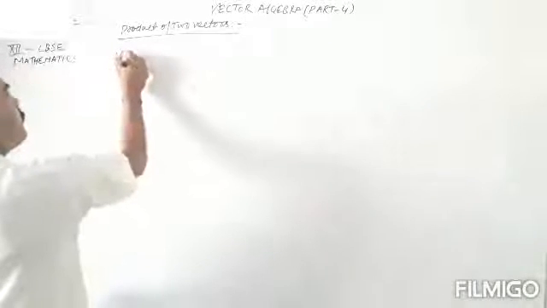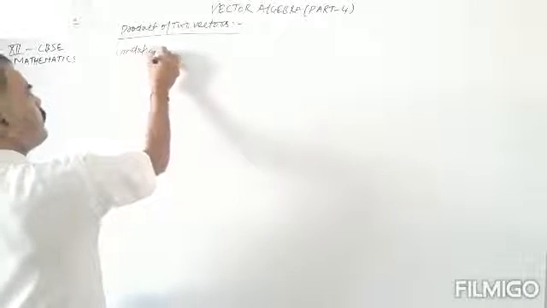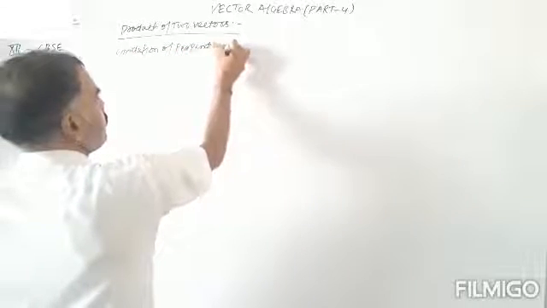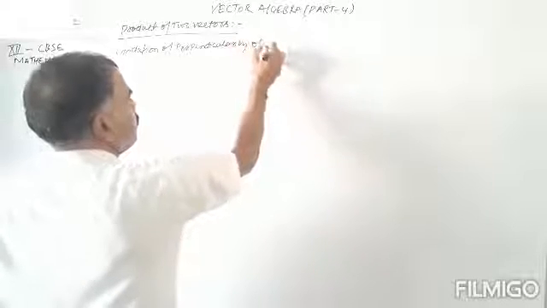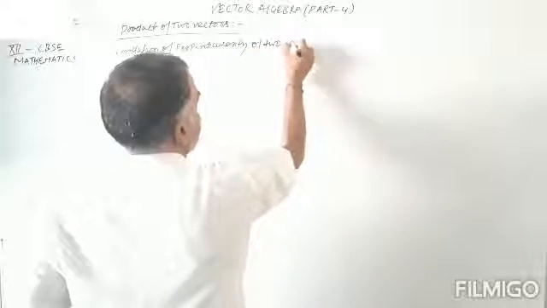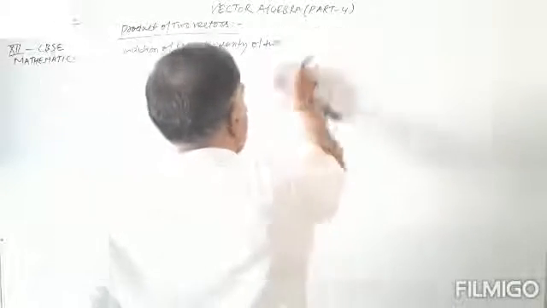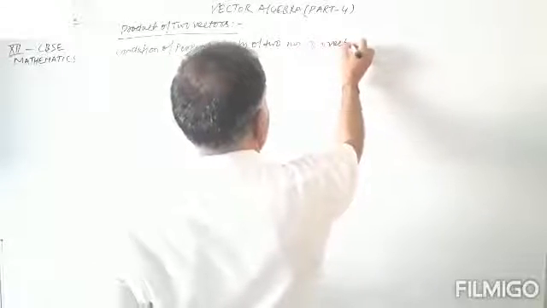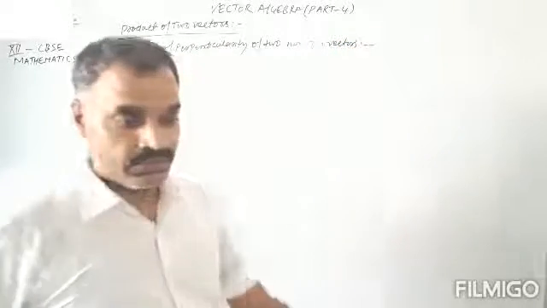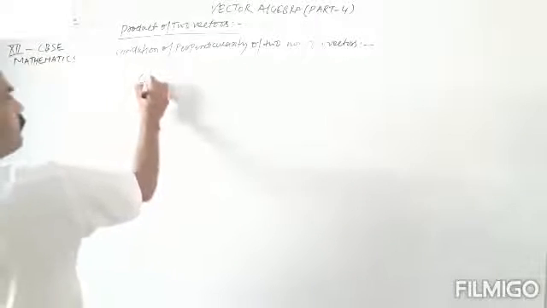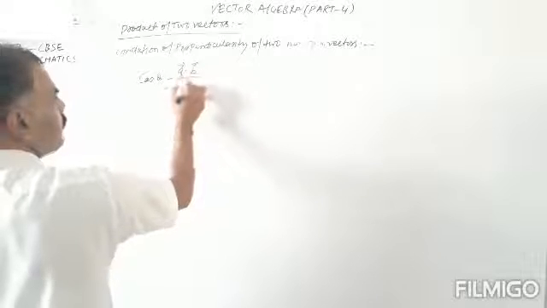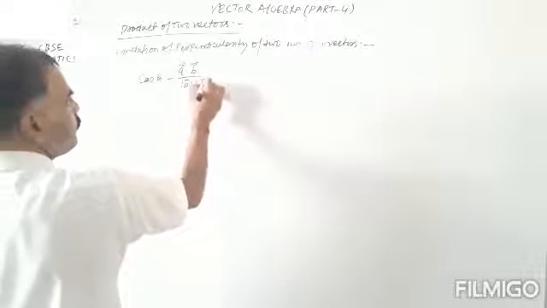Condition of perpendicularity of two non-zero vectors. So cos theta is equal to a vector dot b vector divided by magnitude a vector magnitude b vector.